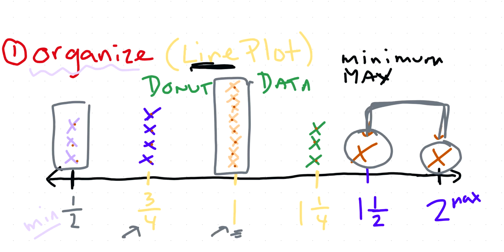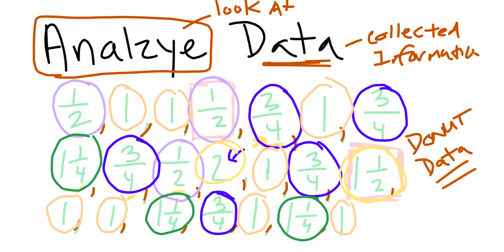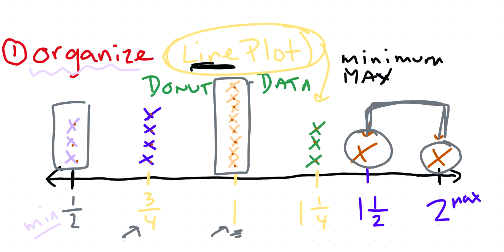One, line plot. That's what you're looking at right here. This is a line plot. We use a line plot by collecting data. This is a whole bunch of data, right? A bunch of stuff we did, a bunch of stuff we collected. And we take that and we organize it. So we put it together in a line plot where it's in numerical value, and then we show how many times each showed up. And then once it's organized, we can truly analyze it.